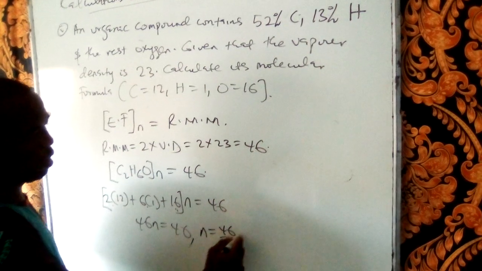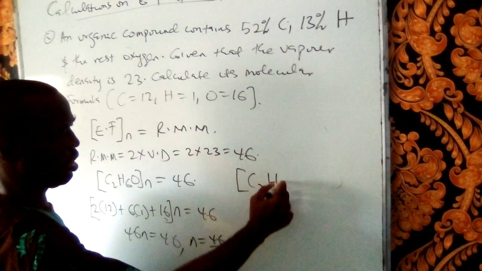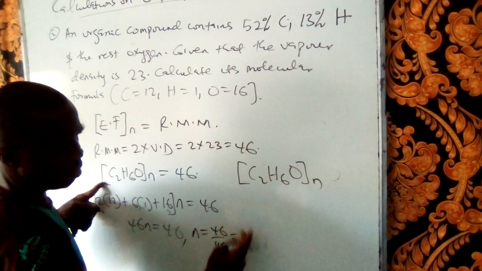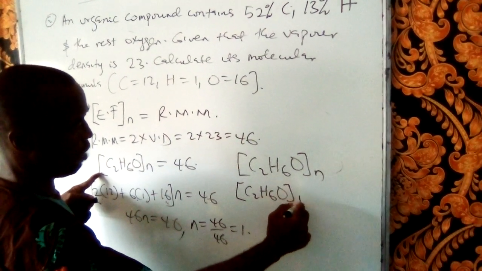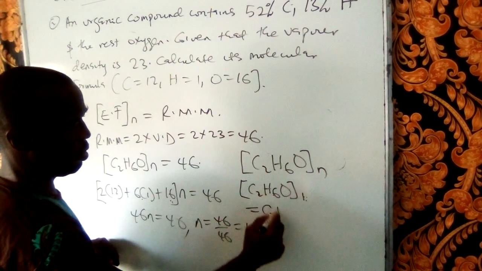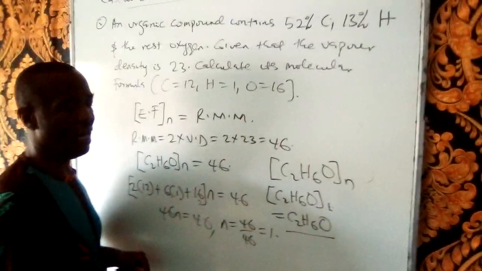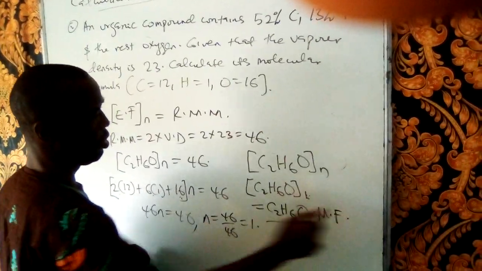That gives us 1. So since n is 1, that means we go back to this expression and replace n with 1 and expand the expression. 1 has no effect, definitely. 1 times 2 will give you 2. This is 6. And there was also 1. So that means the empirical formula and the molecular formula can be equal when n is equal to 1. So this is the molecular formula of the substance. So having done that, what then do we do?